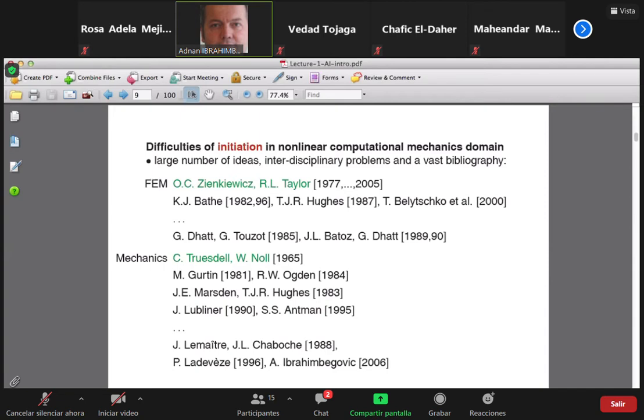Tom Hughes was at Stanford, now he's in Austin, Texas. Ted Belytschko was professor at Northwestern. Or French books, these are my former colleagues from UTC, Dhatt and Gilbert Touzot, Jean-Louis Batoz, and so on and so forth. Then if you want to have books in mechanics, you can have something like Truesdell and Noll, which is, as I said, the most important thing for these theoretical developments. And also Gurtin, Ogden, Marsden, Hughes, and stuff like that. So many of these names will be certainly good enough for you to look at today.